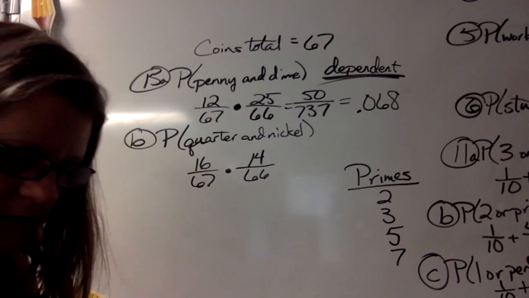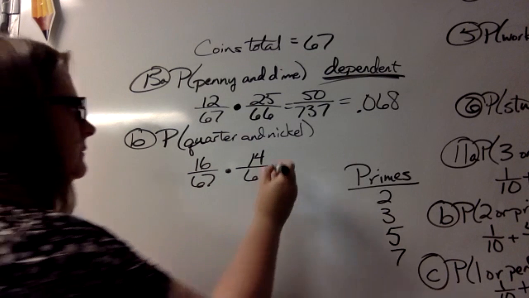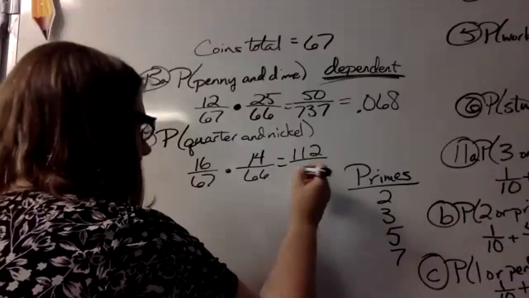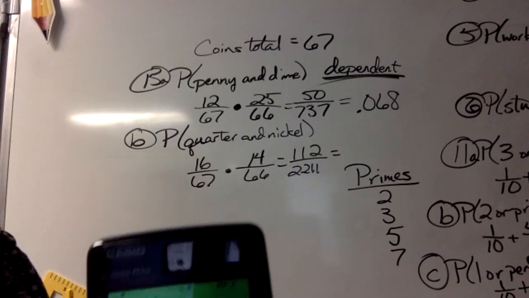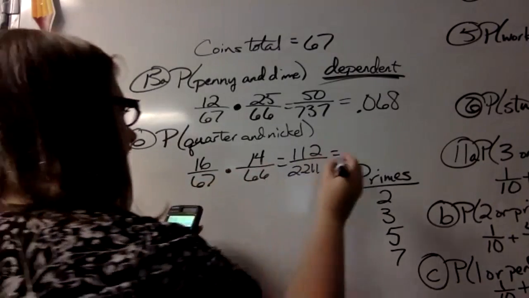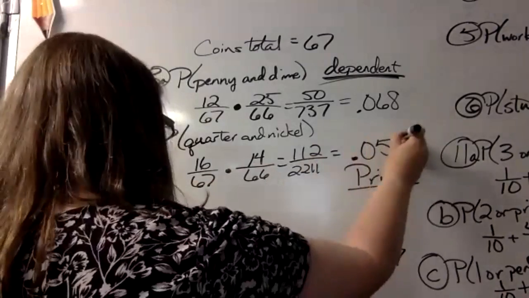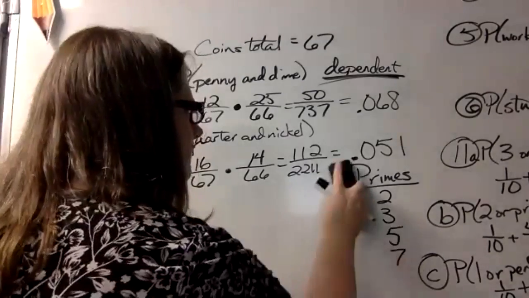So this is what we have that we're multiplying on this one. Remember, you had to count down because you kept the coin out. 16 over 67 times 14 over 66. You get a fraction, and then you change it to a decimal. You get a big long decimal, so 0.051, because the 6 makes the 0 go up. Okay? Good?